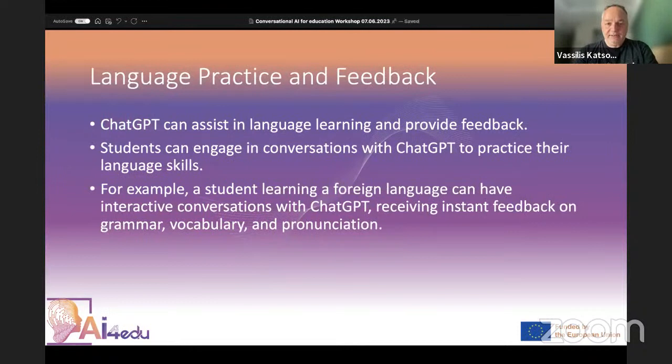In language practice and feedback, we can think that ChatGPT can assist us in language learning through conversation and practice of our language skills. For example, a student that learns a foreign language can interact with ChatGPT and get feedback on the grammar, the vocabulary, or the pronunciation.